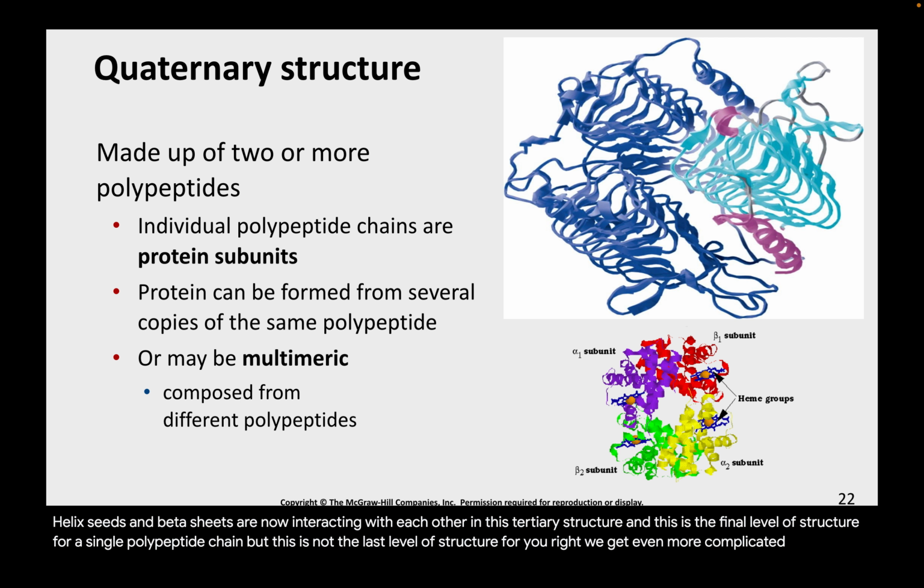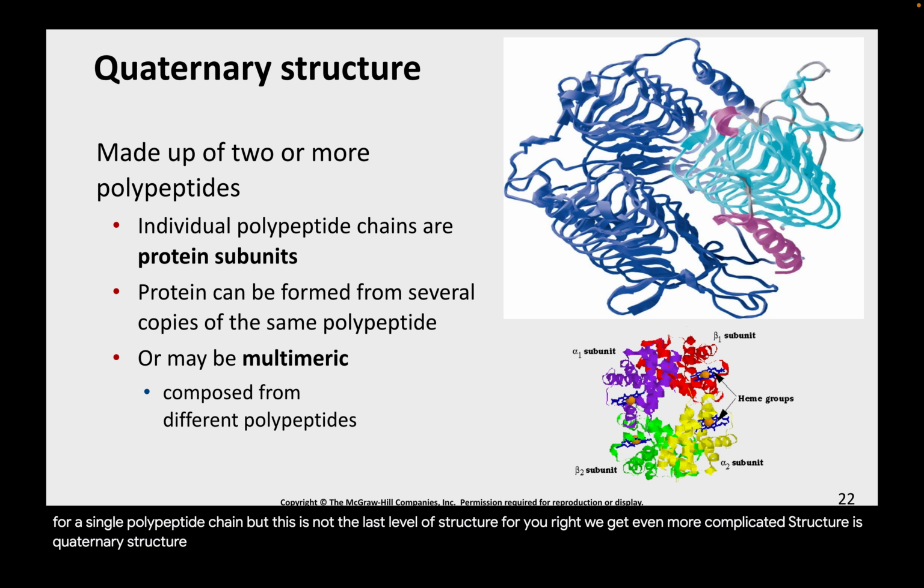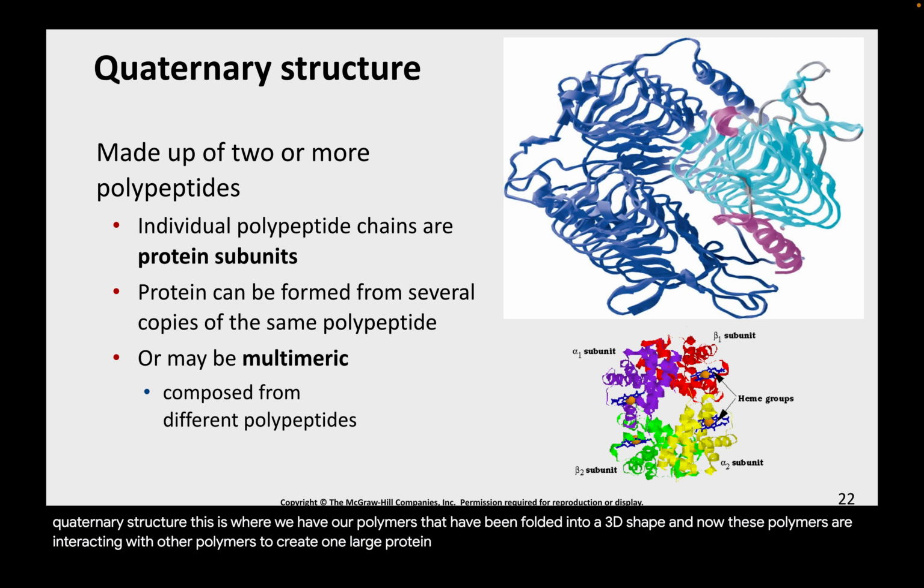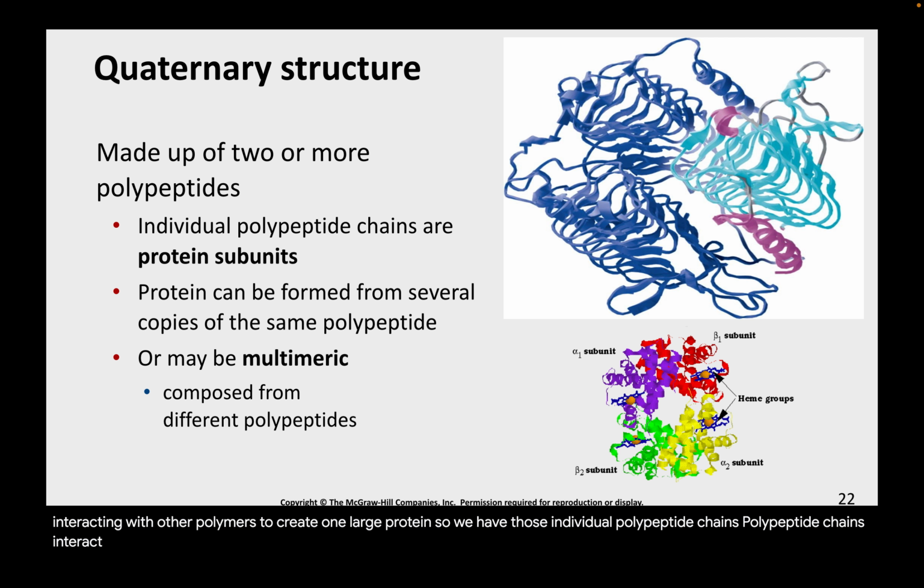Our last type of structure is quaternary structure. This is where we have our polymers that have been folded into a 3D shape, and now these polymers are interacting with other polymers to create one large protein. So we have those individual polypeptide chains that are folded in these complex ways. We would call them a protein subunit. These polypeptide chains interact with other polypeptide chains to make a molecule, to make our protein.